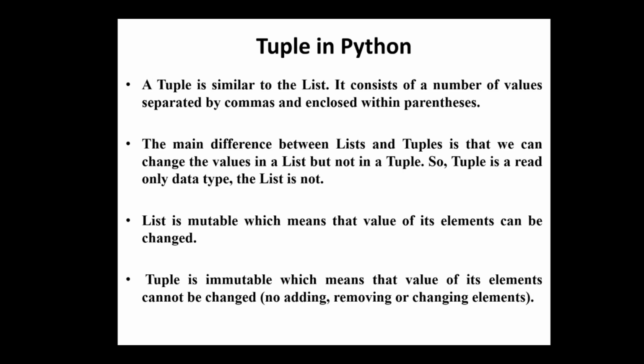The main difference between list and tuple is that we can change the value in a list, but not in a tuple. So, tuple is a read-only data type. The list is not. List is mutable, which means that the value of its elements can be changed. Tuple is immutable, which means that the value of its elements cannot be changed. That is, no adding, removing, or changing elements.